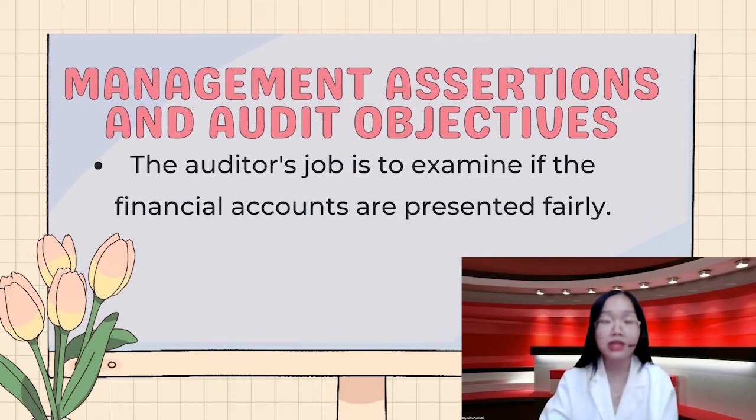Second is the management assertions and audit objectives. The financial statements of an organization reflect a collection of management assertions regarding the entity's financial health. The auditor's job is to examine if the financial accounts are presented fairly. To do so, the auditor sets audit objectives, creates procedures, and collects information that supports or refutes the management's claim.